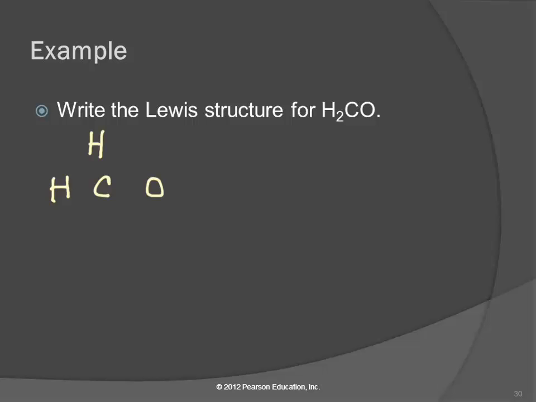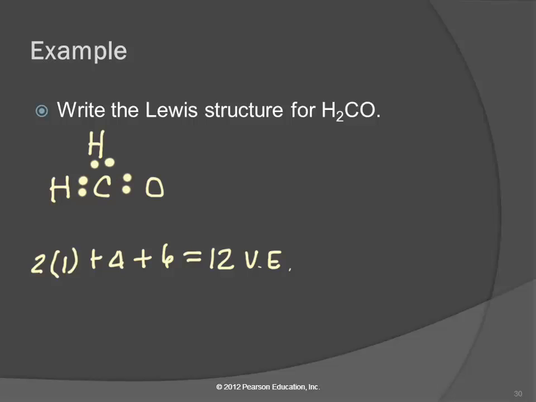We need to know how many valence electrons we're working with here. So we have 2 hydrogens, and they each have 1 valence electron. We have 1 carbon with 4 and 1 oxygen with 6. So that gets us 12 valence electrons to mess around with. The first thing we have to do is put a pair of electrons between the atoms to hold them together. So we need 2 electrons there, and 2 here, and 2 here. That used up 6. That means we have 6 left to give everybody octets or duets for hydrogen.